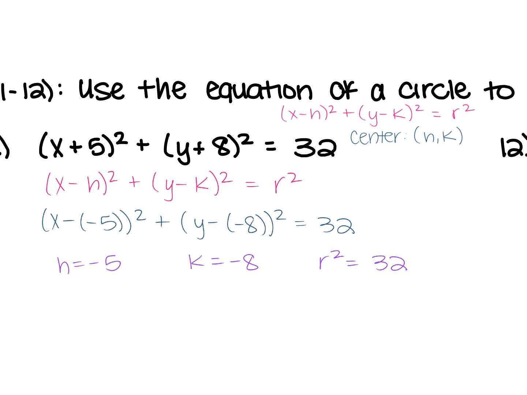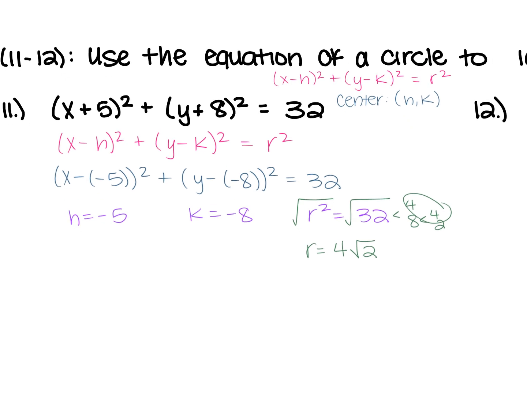You want to find r, not r squared. So take the square root of both sides, keep it positive. 32 is 4 and 8. 8 is 4 and 2. Those 4's pair up. So that's 4 square root 2. So to give the center, again, that's the ordered pair of h comma k. It's going to be negative 5, negative 8. And your radius is equal to 4 square root 2.